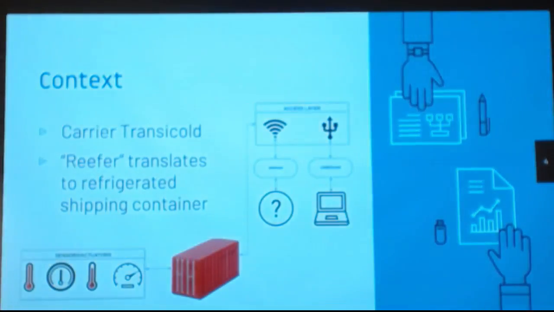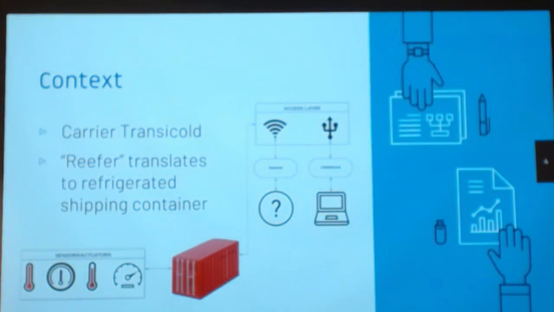So let's start with the problem that our sponsor wanted us to solve. Our sponsor is Carrier Transicold, and what they specialize in is refrigeration units for shipping containers. Inside these shipping containers could be various goods, food, medical supplies, really anything that needs to be regulated at a certain temperature and humidity.